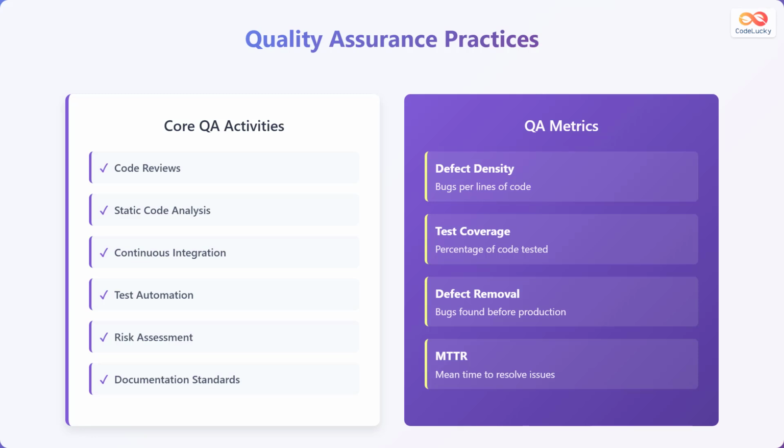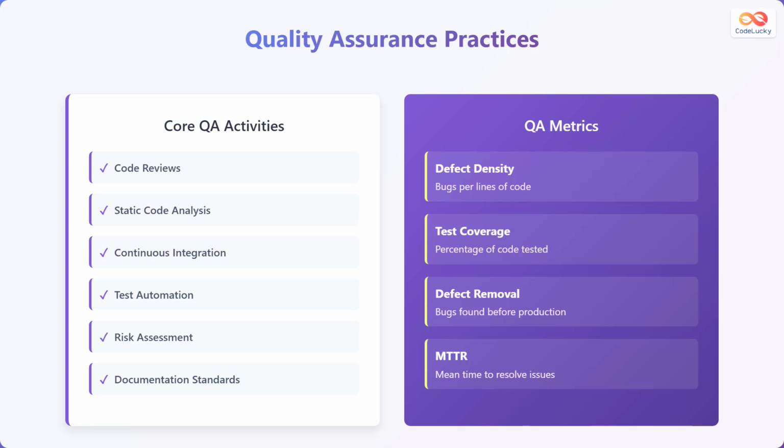Continuous integration automatically builds and tests code changes, providing immediate feedback to developers. Test automation reduces manual effort and ensures consistent test execution. Risk assessment identifies potential project risks and their mitigation strategies. Documentation standards ensure that requirements, designs, and procedures are clearly recorded.